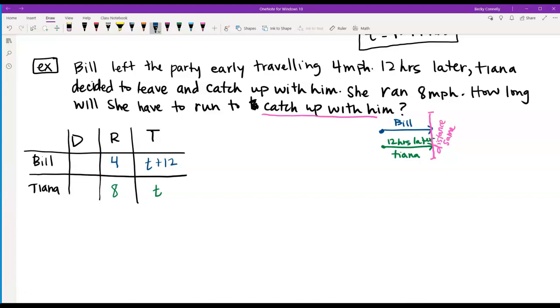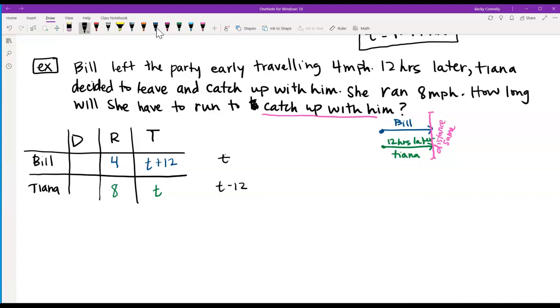What do you guys think? Would that be the same thing? So if we had t for Bill, could we say t minus 12 for Tiana? Those would end up being the same thing. And if you went through and solved it, that would be fine, because this is still saying that Tiana left 12 hours later than Bill did. So you can either say Bill had a 12-hour head start, or Tiana left 12 hours later.